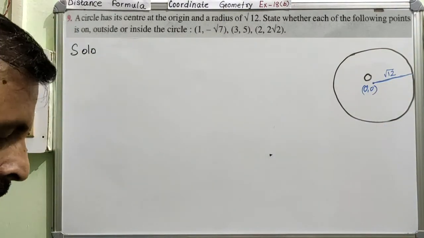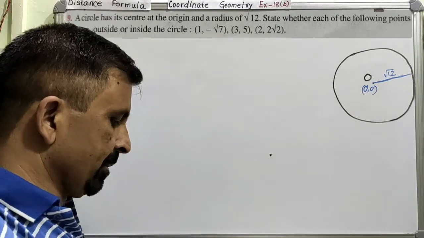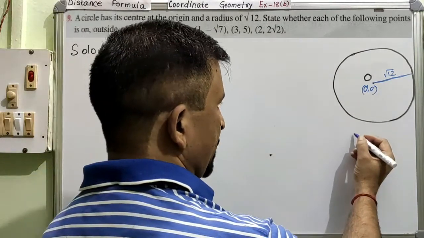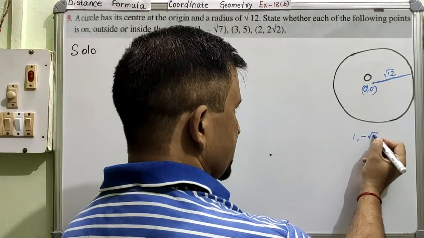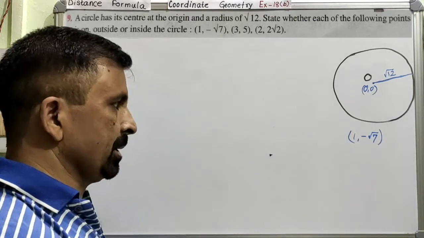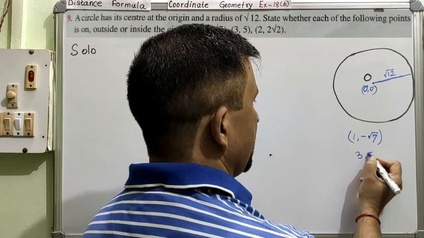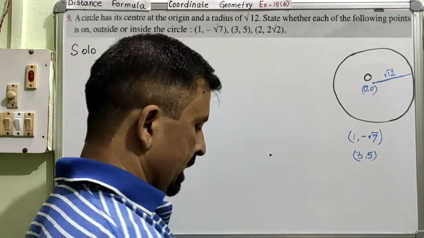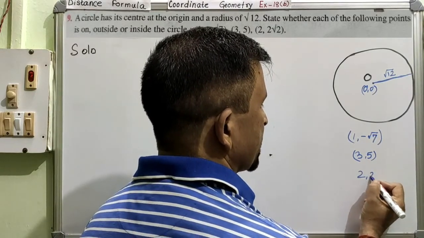Clear? Now we are given 3 coordinates, 3 ordered pairs, right? We are given 3 points. Let me write down all the 3 points. One is (1, minus root 7). This is the coordinate of one point. Another point has coordinate (3, 5). And the third point has coordinate (2 root 2).